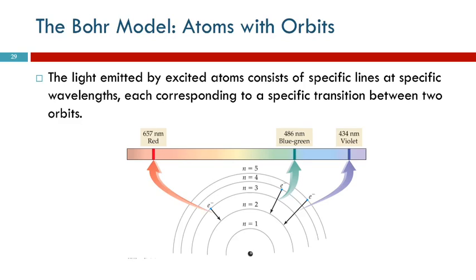So the lines that we see from a hydrogen lamp correspond to specific transitions. So the red line that's observed at 657 nanometers corresponds to an electron going from the third energy level to the second energy level. The blue-green line is from n equals 4 down to n equals 2. And the violet line is from 5 down to 2.